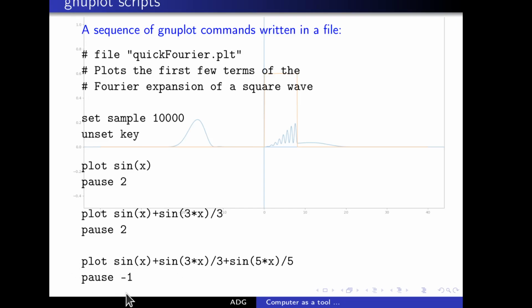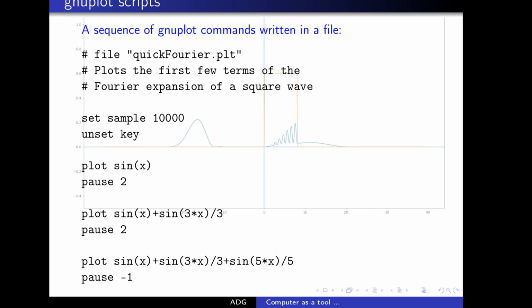The final command I've given on this script is pause minus 1. Here the negative pause actually makes Gnuplot wait for somebody to strike a key. Without this, Gnuplot would have just plotted this and immediately exited. As a result, you would not have been able to see the final graph very well. So if you actually ran this program, what you would see is something like this.